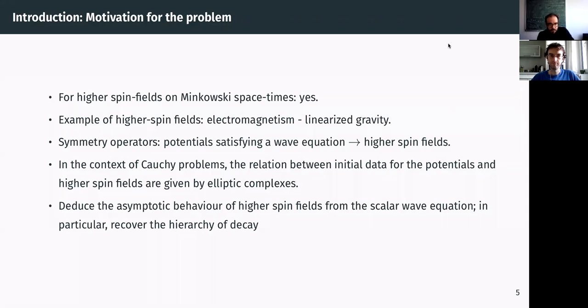It's a very old idea, and this old idea was widely used in the 70s to address the kind of problem I mentioned before. But as I say, I'm an analyst and I want to get estimates. And so I will need to recast this problem of potentials in the context of a Cauchy problem.